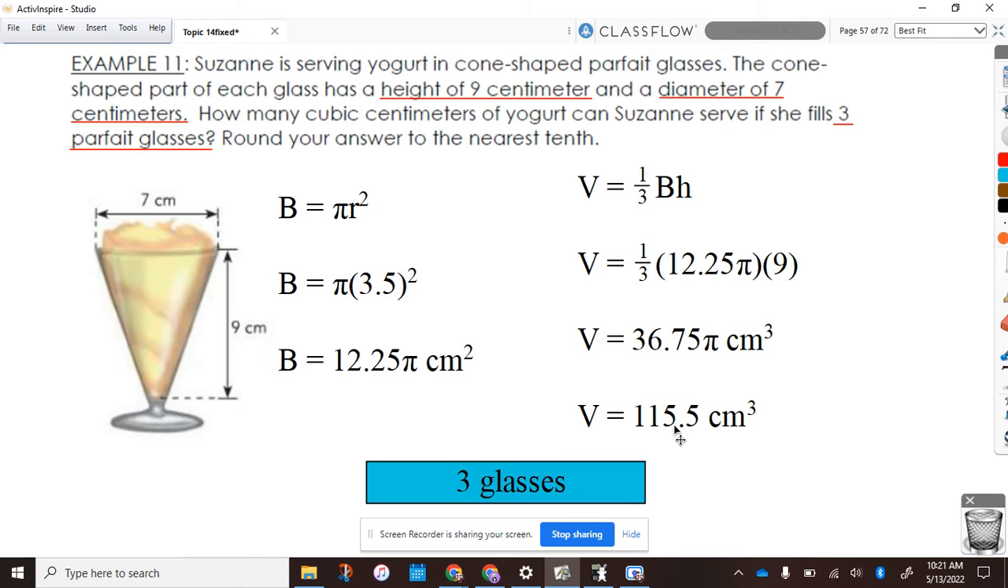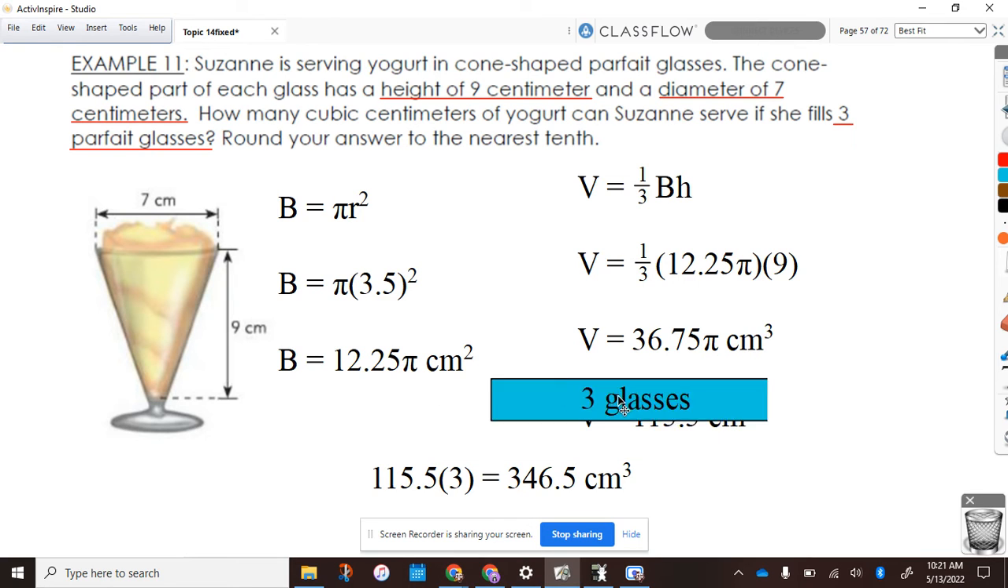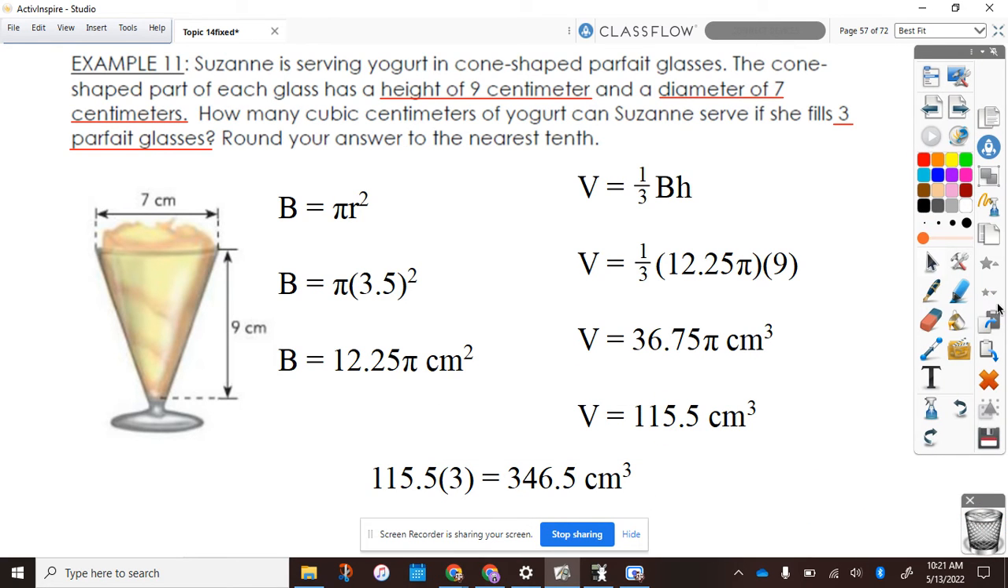Okay, because we don't want to know how much does one of the glasses hold. We want to know how much would it be if she fills 3 of the glasses. So we got to take our answer and multiply it times 3 to get our final answer. Okay, this is the one we were looking for.